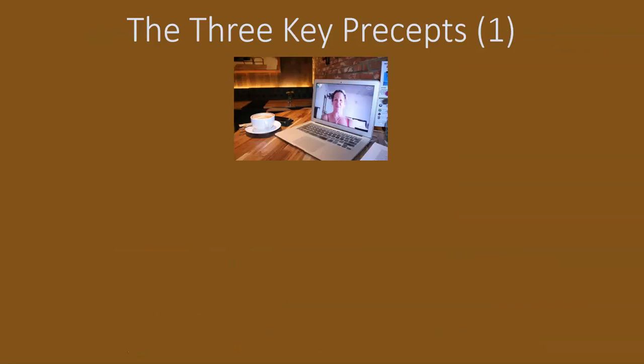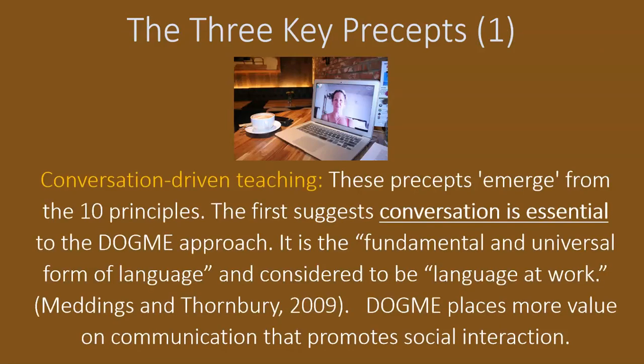Here we go. We are now looking at the 3 key precepts. Now these emerge from the 10 principles according to Thornbury. The first one, conversation-driven teaching. Conversation is essential in this approach. It is the fundamental and universal form of language. It's considered to be language at work, according to Meddings and Thornbury. That's in 2009. DOGME places value on communication that promotes social interaction.